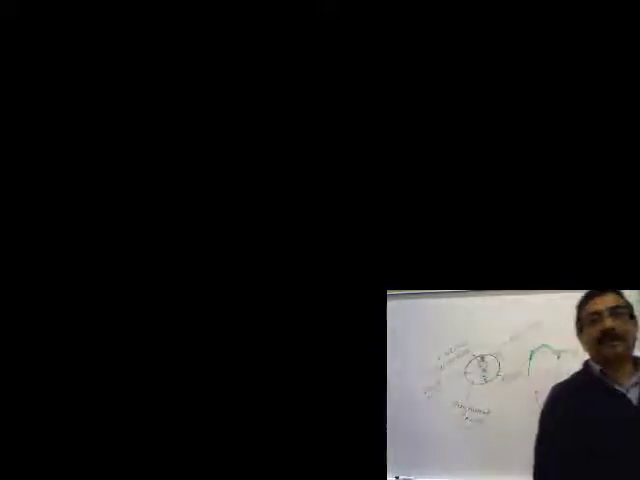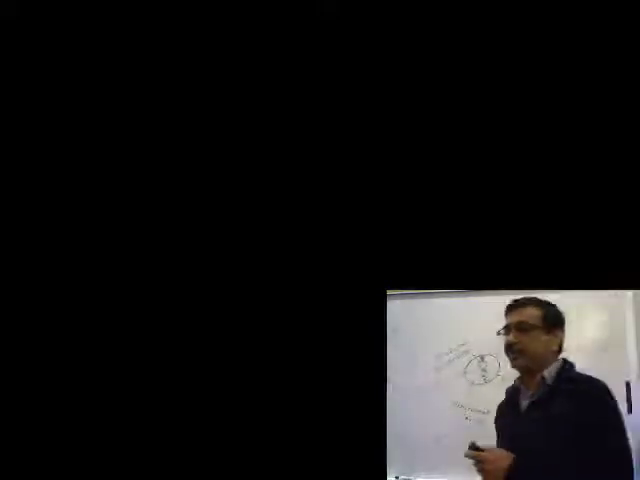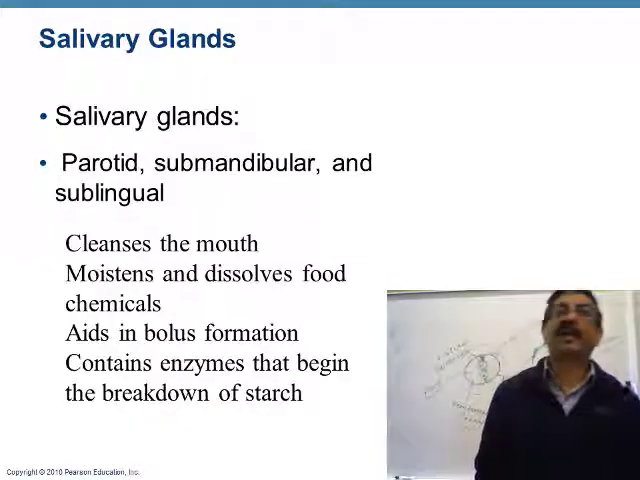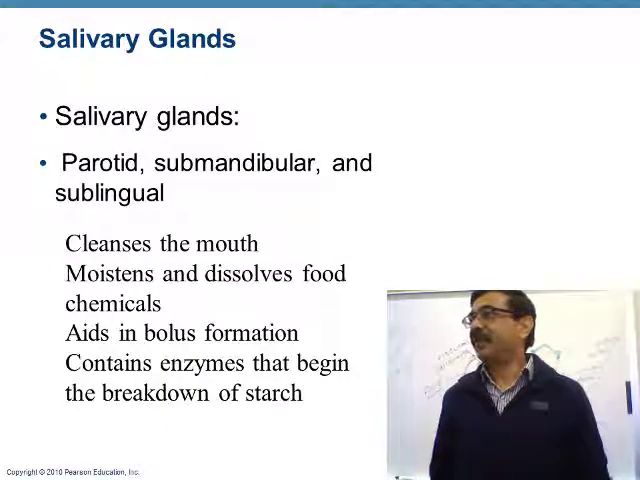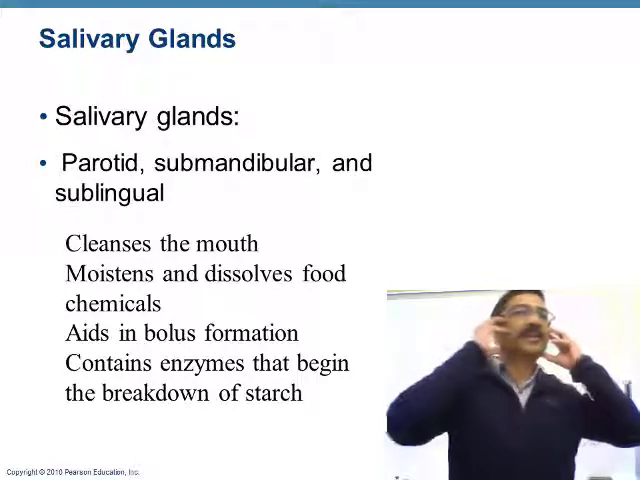Salivary glands. Around the oral cavity or mouth, you have three types of salivary glands: parotid, submandibular, and sublingual. Parotid salivary glands are the largest. There are two, and those are the largest salivary glands. Where are the parotid salivary glands located? Here.